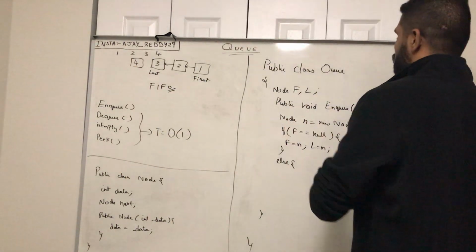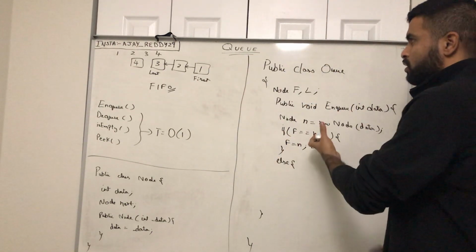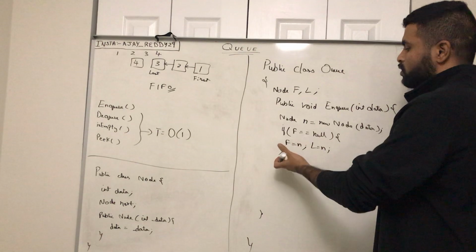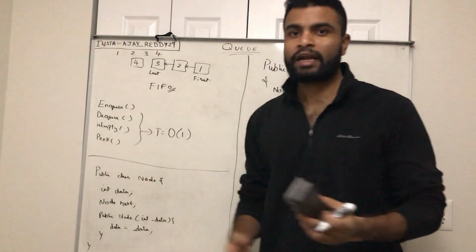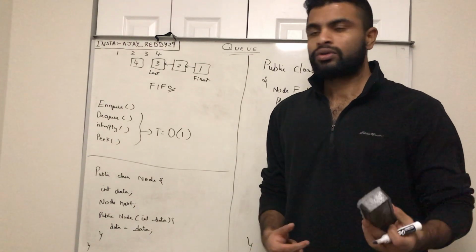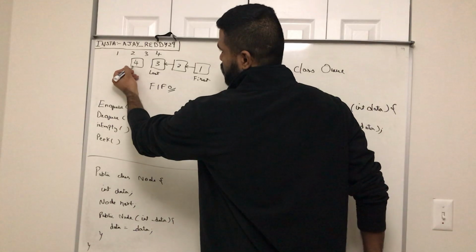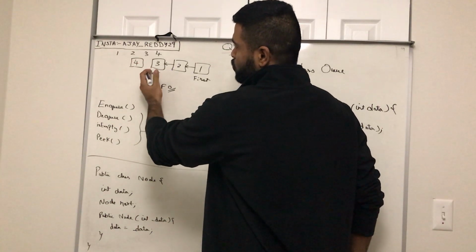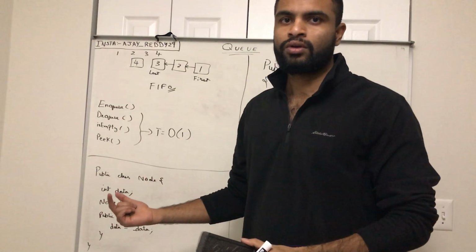So I'll be creating a new node by passing 4 as data, and f is not null, so it comes to the else block. So here, for adding a new node in a queue, we can simply make the last node dot next to the new node.